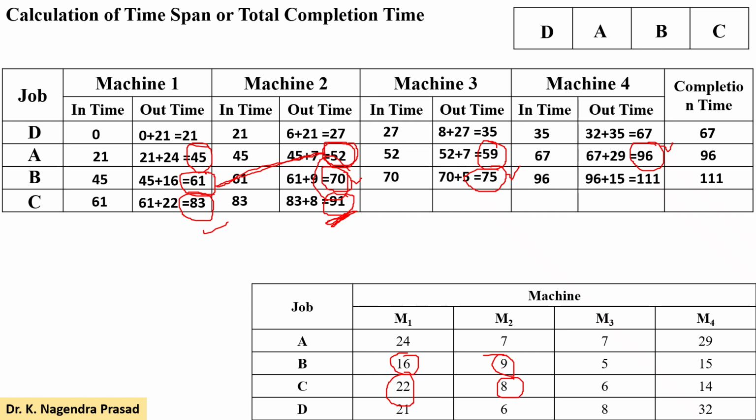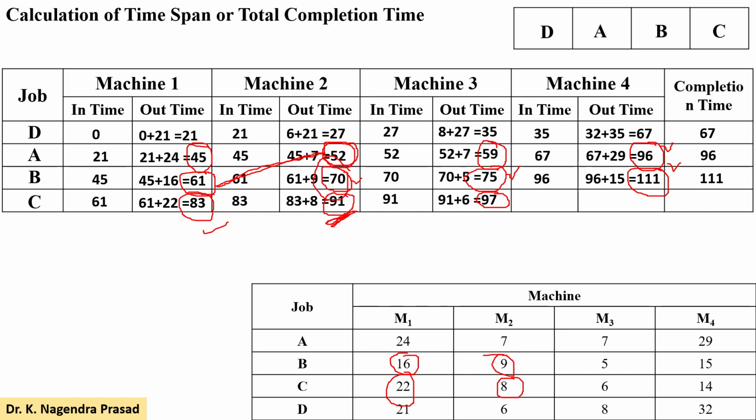So the in time for job C on machine 3 is 91, and the processing time is 6. So the out time is 91 plus 6, which is equal to 97. So after 97 hours, job C will be free. It can be engaged with machine 4, but machine 4 is busy up to 111 hours with job B. Then job C will be moved to machine 4 after 111 hours.